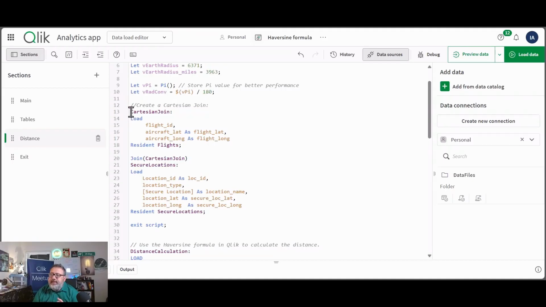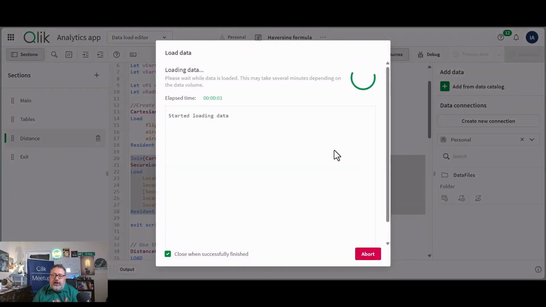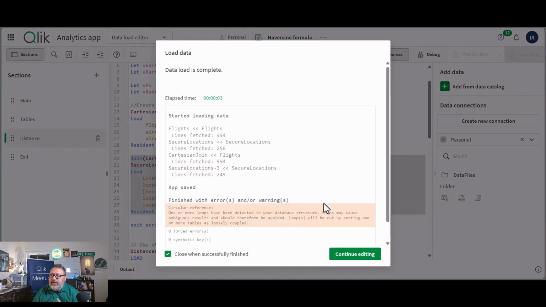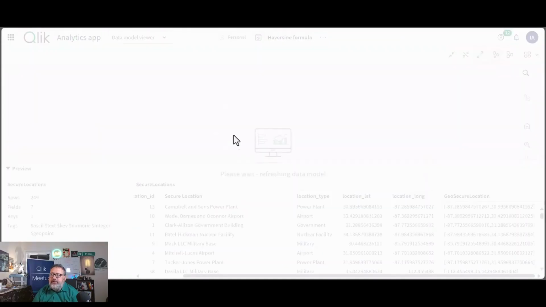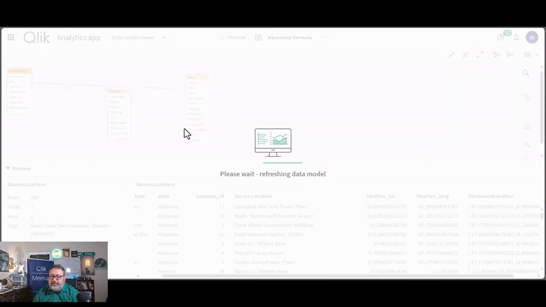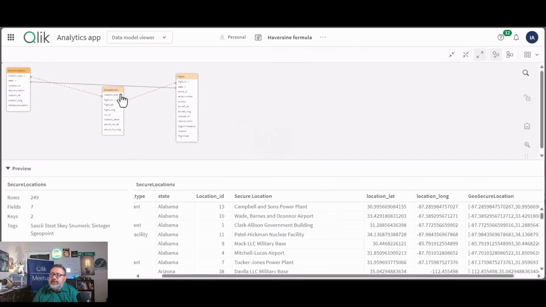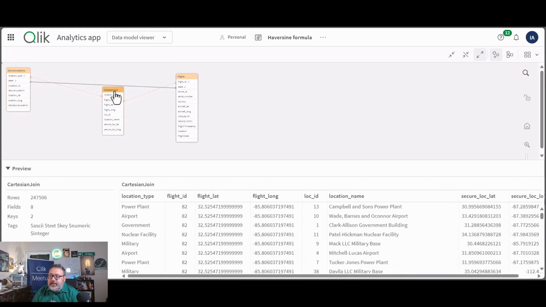So it's basically you load one table and you do a join with the other table. So no inner join, left join, right join, just do a join. You get a very large table. So let's run it. Don't mind the circular reference. It is not the final solution. But let's get here. So that's the Cartesian join.